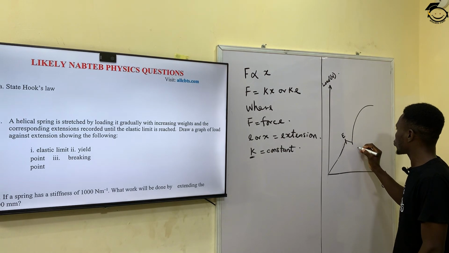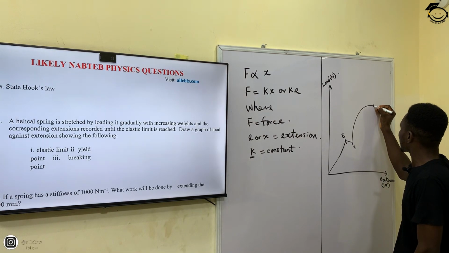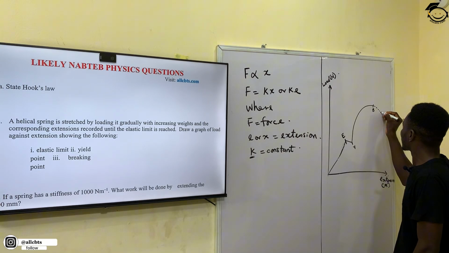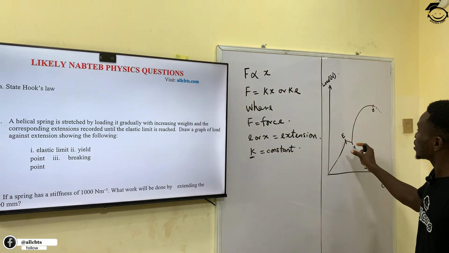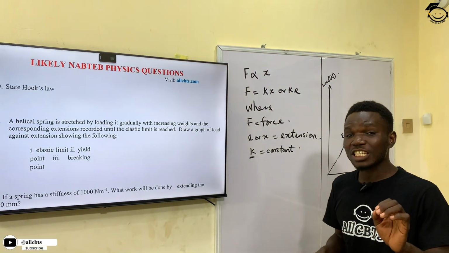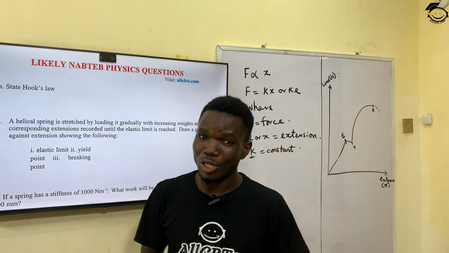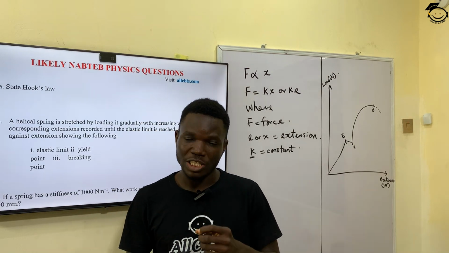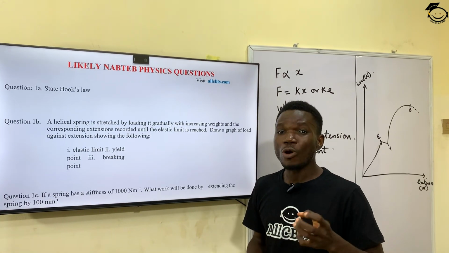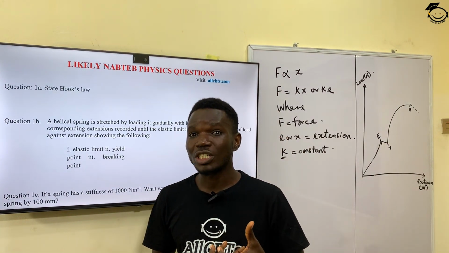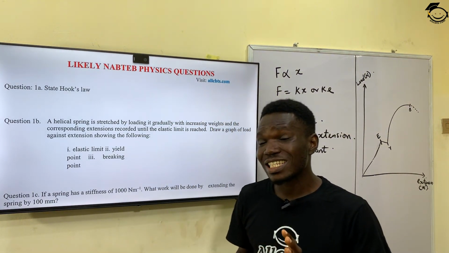And then we get to another point we call the yield point. And then lastly, we get to another point we call the breaking point. So what are these points? The elastic limit that Robert Hooke explained is the point where an elastic material still retains its original form. That means there is no deformation when you stretch that particular elastic material while it is still within the elastic limit. While the yield point is that point where that material no longer returns to its original form. There is now slight deformation in the physical structure of that elastic material.